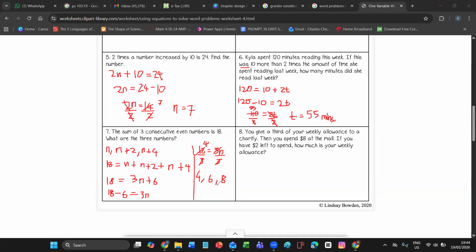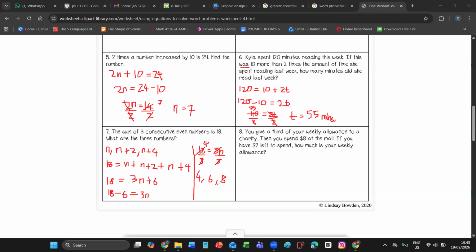Okay, so let's take a look at number 8. Number 8 says, you give a third of your weekly allowance to a charity. Hmm, that's interesting. Okay, is the person that generous? Probably. Most people won't even give any of their weekly allowance to any charity. Okay, then you spend $8 at the mall. Okay, if you have $2 left to spend, how much is your weekly allowance?